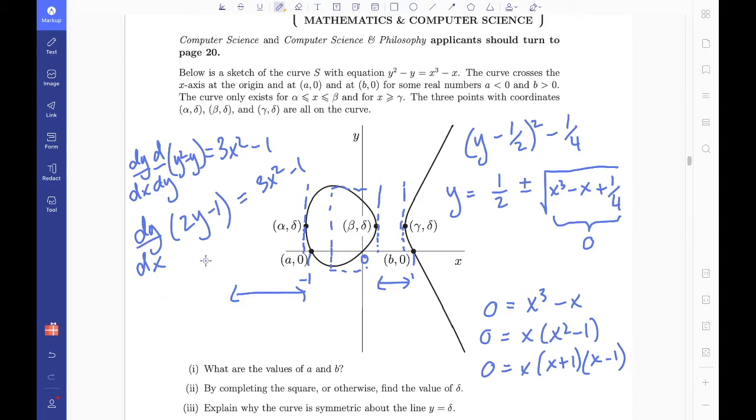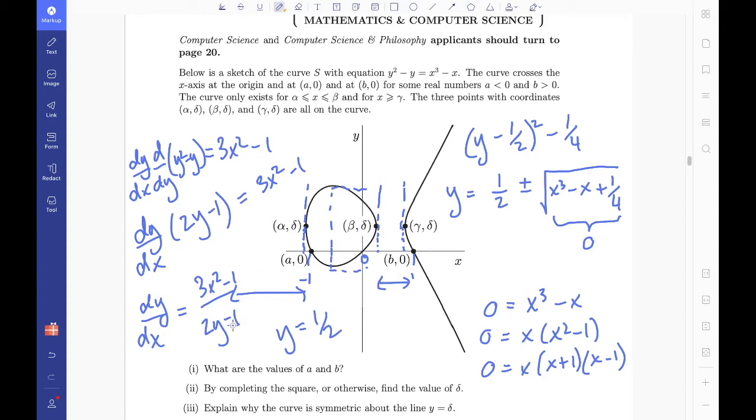If I then look at this curve, I'm looking for where this would diverge, where the gradient is going to be infinite. Then it doesn't really matter what's on the top, 3x squared minus 1, but what will be on the bottom is 2y minus 1. And so y equals a half gives me that divergence in gradient, and those occur only at the points alpha delta, beta delta, and gamma delta. Okay, so that's another way of getting to that solution.